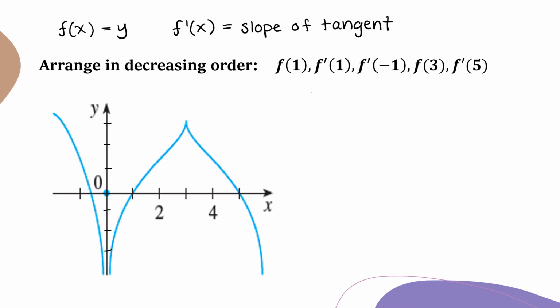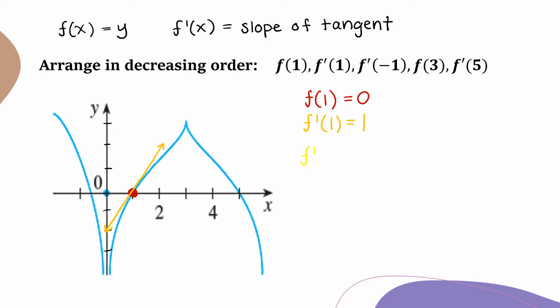So let's start with f of 1. So that is the output y at 1, which will be 0. And then we need to find f prime of 1. So that'll be the slope at 1, which we kind of have to approximate, but it looks like the slope is just about 1. Depending on how well I drew that tangent line. So it's definitely an approximation.